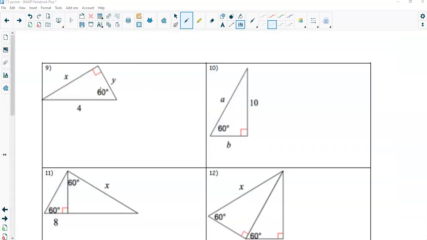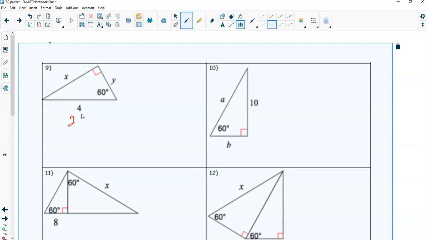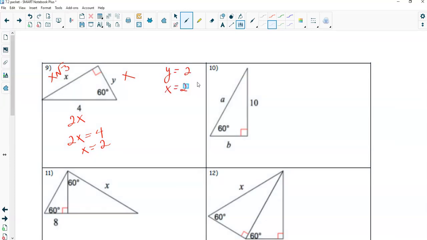Here, let's jump to number 9. In number 9, they gave me the hypotenuse. Remember, the hypotenuse is twice the short leg. The short leg is that one, and the long leg is the short leg times the square root of 3. Notice if 2x equals 4, then x equals 4 divided by 2, which is 2. That means the short leg is 2. And the long leg is 2 times the square root of 3.